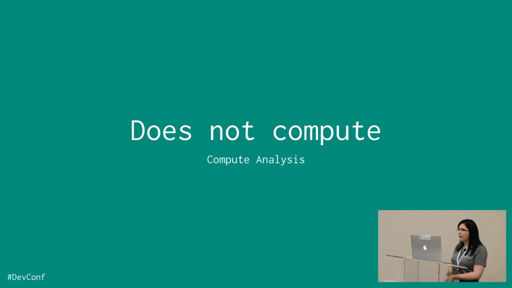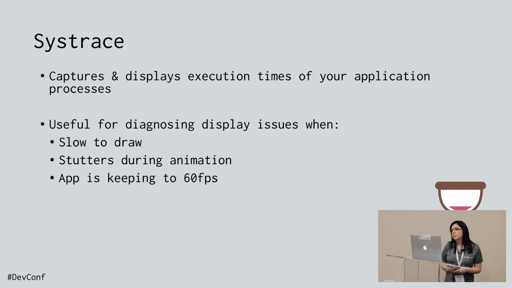Cool. So the next one we're going to have a look at is compute analysis. This is typically analyzing how long your code is taking to execute. So the first tool is systrace. This captures and displays times of how long your code took to run. You can either do it in code by saying Trace.beginSection, or you can do it by just clicking a button in the Android Device Monitor.